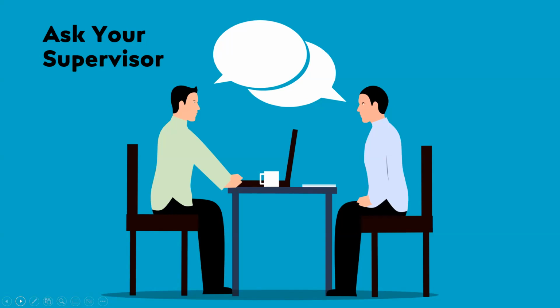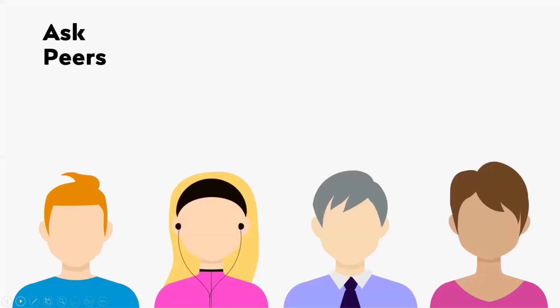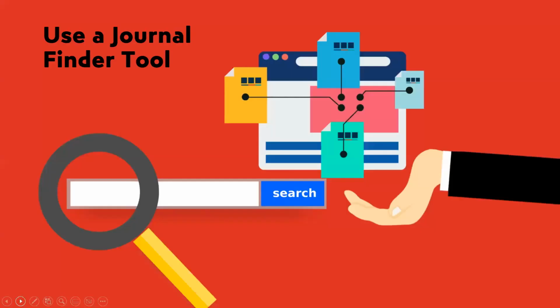Similarly, you can get quite good advice by asking your peers. Now, peers may include others in your cohort, as well as higher degree by research candidates at your university. Asking the advice of peers might uncover a few extra things that your supervisors are unaware of or just didn't enlighten you about. You may decide to use a journal finder tool to identify suitable journals.